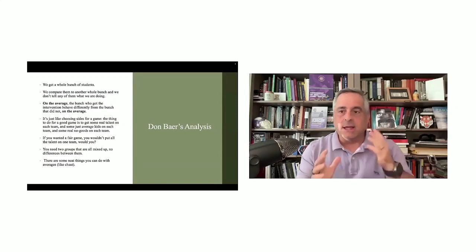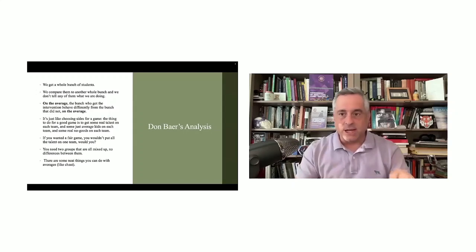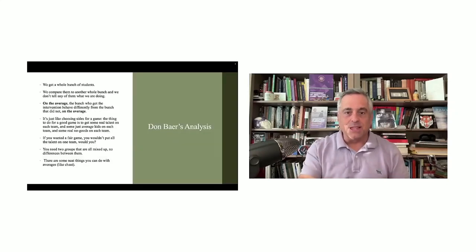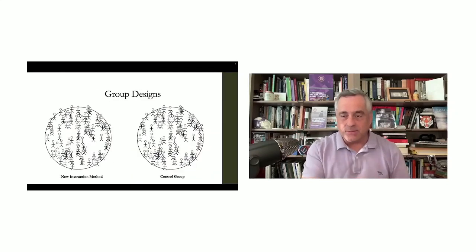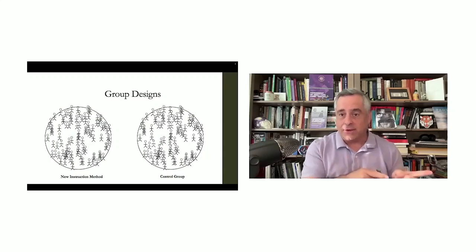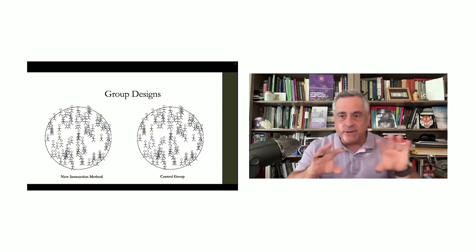So he likens it to a game, that when you choose sides for a game, and typically in group designs, you have to do what they call random assignment. So you're going through and you're putting them in these groups. The new instruction method in the control group, let's say you have to make sure that you don't have more of the students with higher IQs in the intervention group than you do in the control group. Okay, you want to make sure and evenly distribute that.